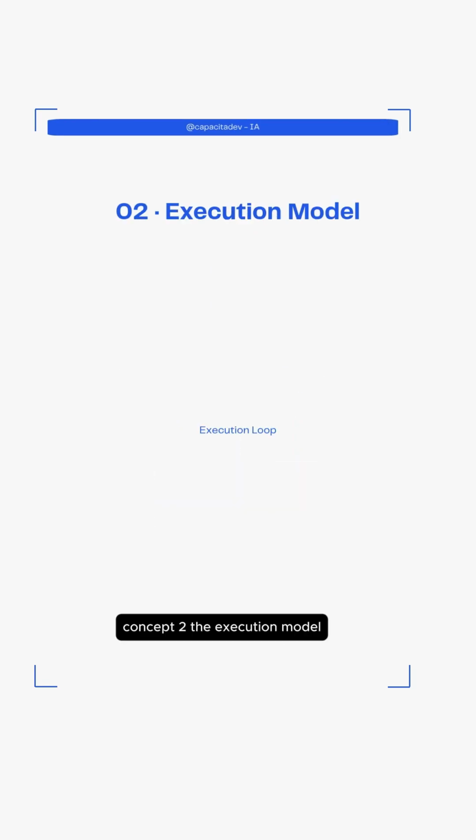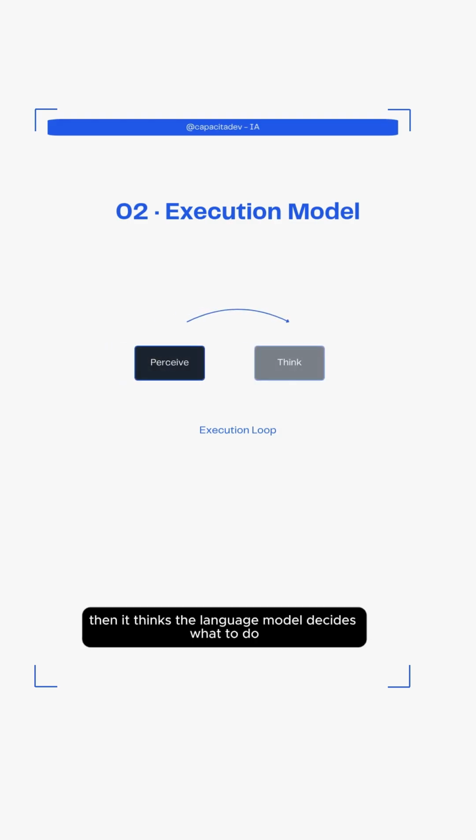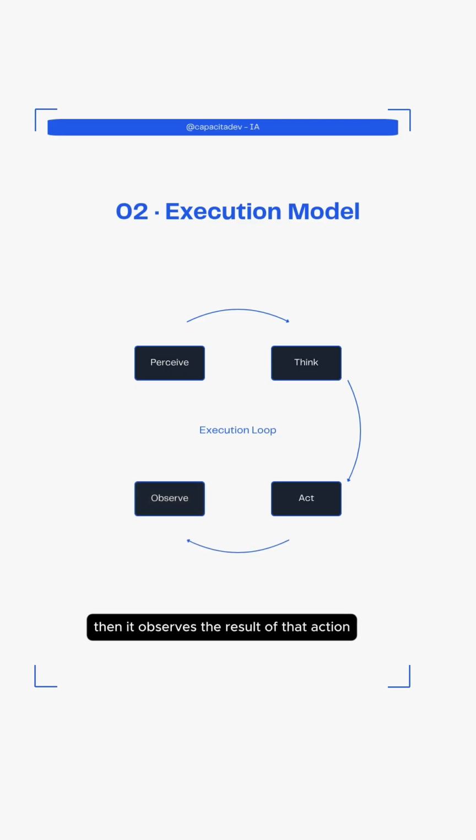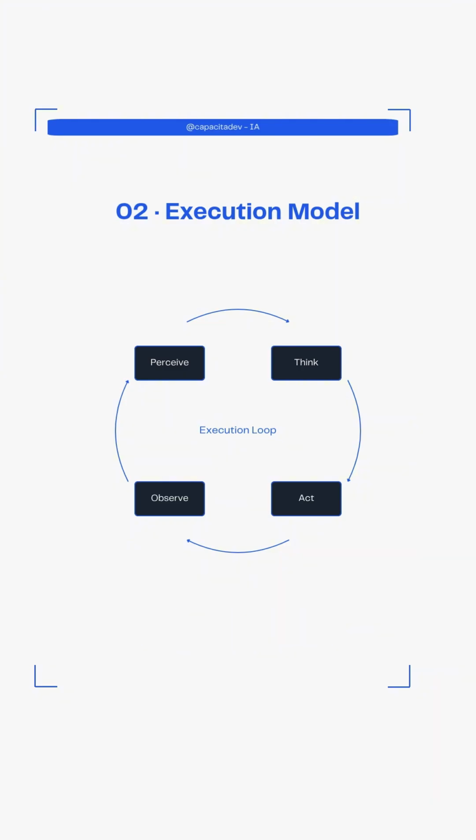Concept 2. The execution model. An agent doesn't run just once. It runs in a loop. First it perceives. It reads the current state of the environment. Then it thinks. The language model decides what to do. Then it acts. It calls a tool, writes an output, or makes a decision. Then it observes the result of that action. And then the loop begins again. Think of a developer debugging. Read the error. Think about the cause. Make a change. Run the tests. Read the new output. Repeat. This loop runs until the task is done or a stopping condition is reached.